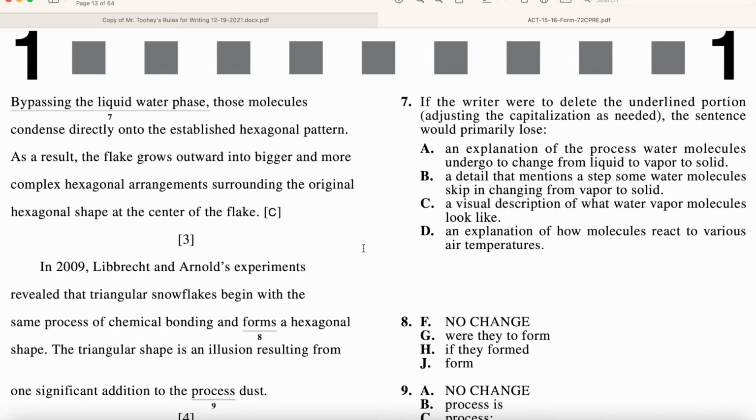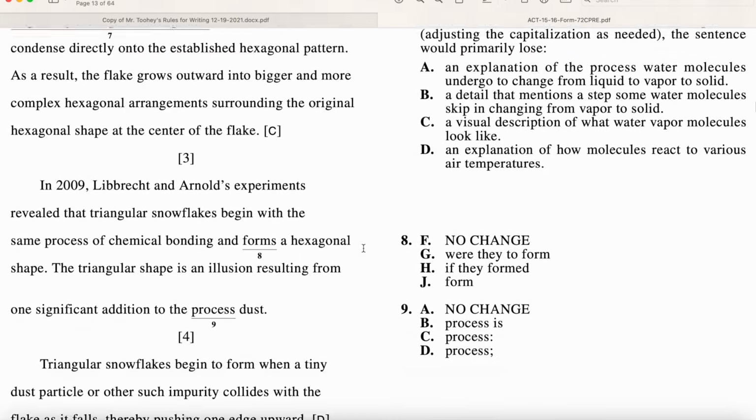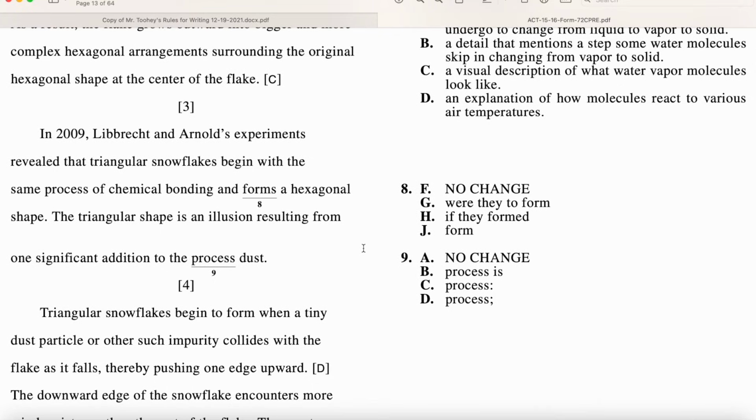Let's keep going. Let's take it from as a result. As a result, the flake grows outward into bigger and more complex hexagonal arrangements, surrounding the original hexagonal shape at the center of the flake. In 2009, Libert and Arnold's experiments revealed that triangular snowflakes begin with the same process of chemical bonding and forms a hexagonal shape. Okay, I'm going to stop you real quick. How does answer choice F sound? F does not flow off the tongue. Yeah, it feels a little off.